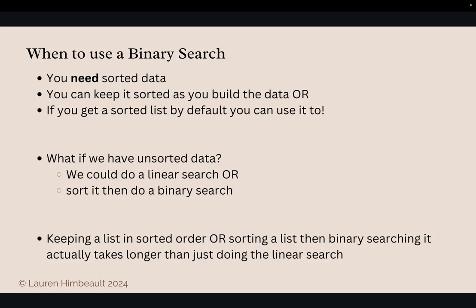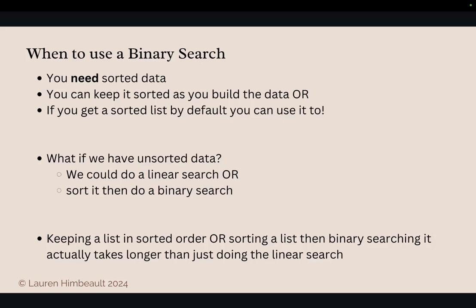We saw that it has to be sorted. It doesn't work if it's not sorted because we can't do comparisons if it's not sorted. You can keep your data sorted as you build out your array, or if you somehow get an input array and it's all over the place, you could sort it. Or if you get a sorted list by default, then you can use a binary search too, right? So there's all these options.